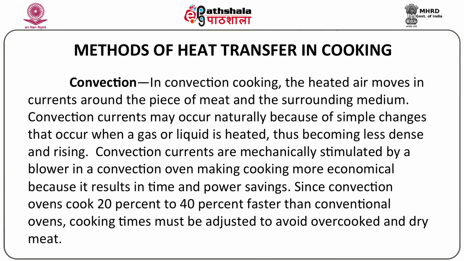When convection currents are set up, heat is transmitted rapidly, and this helps in reducing the time taken for cooking. Since convection ovens transmit heat rapidly, they cook 20% to 40% faster than conventional ovens. So when you're cooking meat in a convection oven, be careful to adjust the time and the temperature to avoid overcooking the meat, because when meat is overcooked, it can become dry and affect its cooking quality.